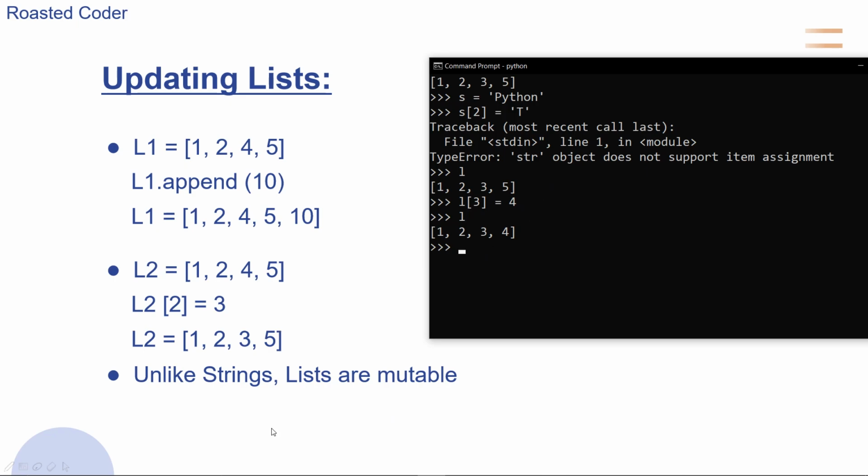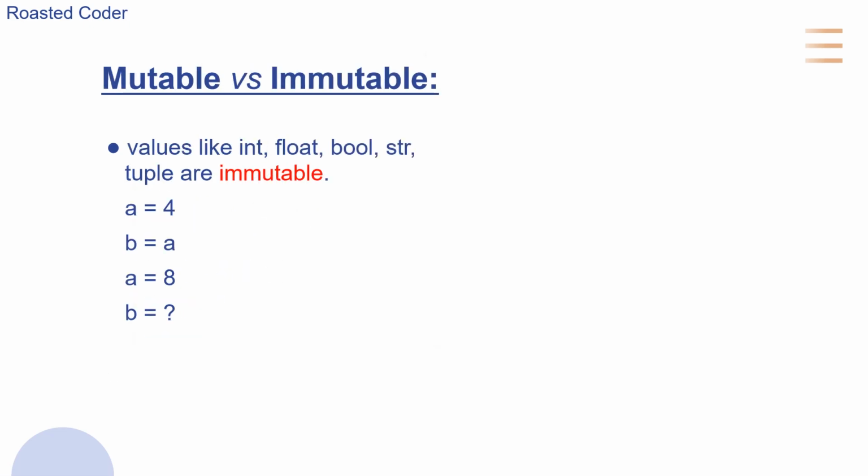So lists are mutable in Python and strings are immutable in Python. So let's talk more about mutability and immutability in Python. Values like int, float, bool, string, tuples are immutable. We will talk more about tuples further. Now let's discuss immutability.